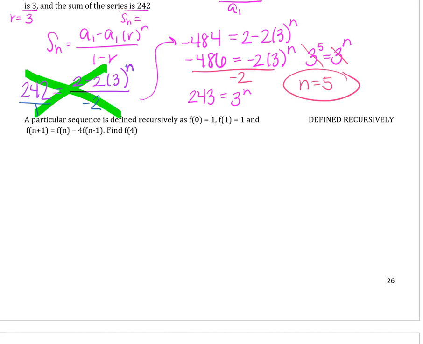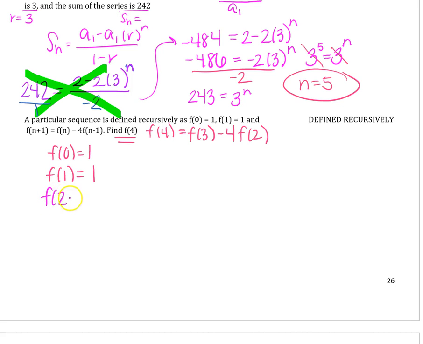A particular sequence is defined recursively as f of 0 is 1, f of 1 is 1. And if I want to find f of 4, just follow the pattern here. If you want f of 4, you want f of n, which is 1 less than the one before it. So that's f of 3, minus 4 times, then take one more away, f of 2. So I'll read this as, if you want the next term, you need the previous term minus 4 times the second previous term. They only gave me the first 2, so I need to work my way up to get f of 4, because that's how a recursive sequence works. It's always built on the previous terms.